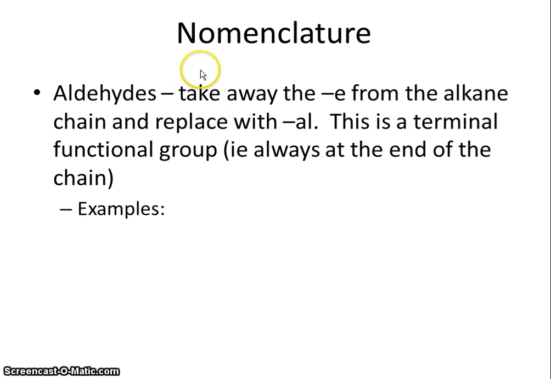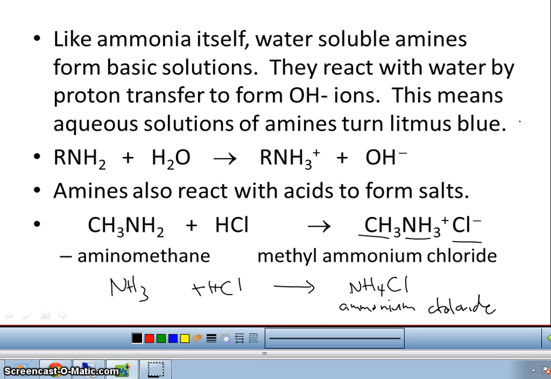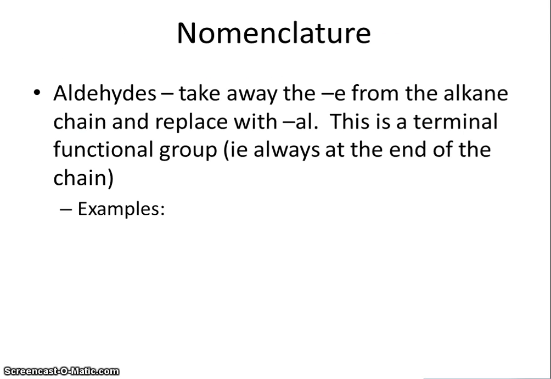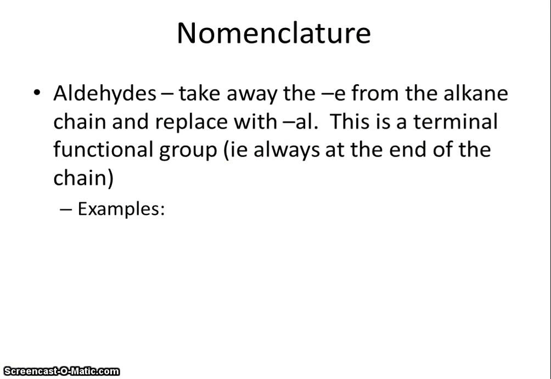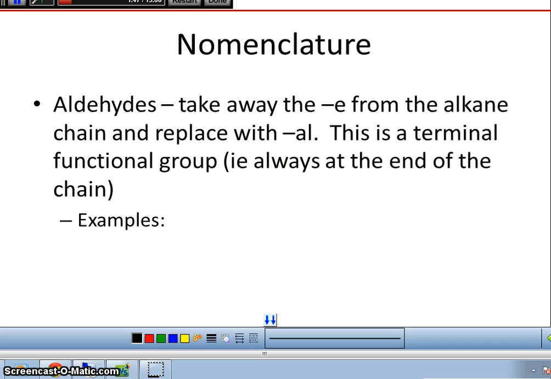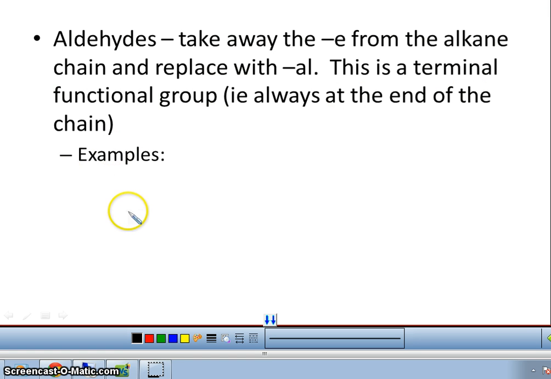Let me draw some examples. Okay, so pen. Click on here. Yeah, my pen. Here we go. That's better. Okay, so examples are C double bond O H, the simplest aldehyde you can have. This is meth and al.